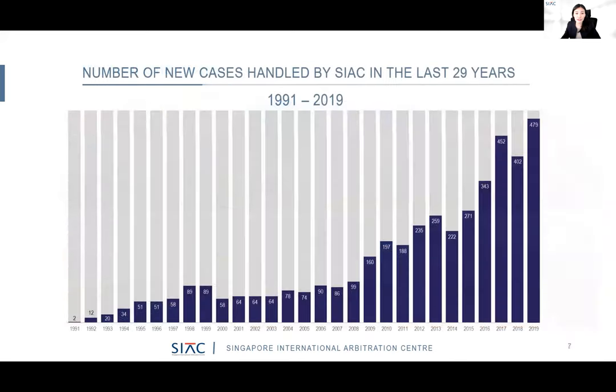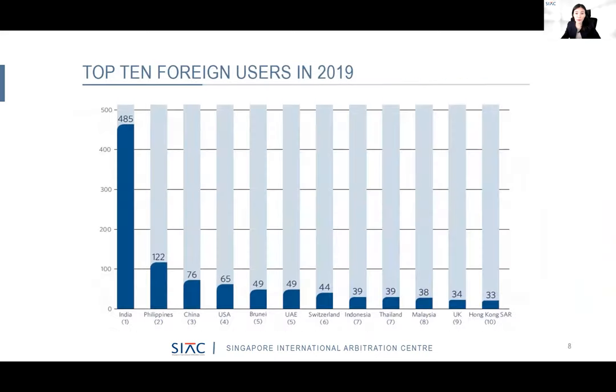As I mentioned earlier, SIAC has experienced very rapid growth. We started with only two cases in our first year of operation. But in 2020, despite COVID, we received more than 1,000 new cases. We are an international institution. More than 80% of our cases are international. And of that, nearly half of the cases had no connection whatsoever to Singapore. Parties at SIAC have come from over 100 jurisdictions with an average of 59 jurisdictions per year.